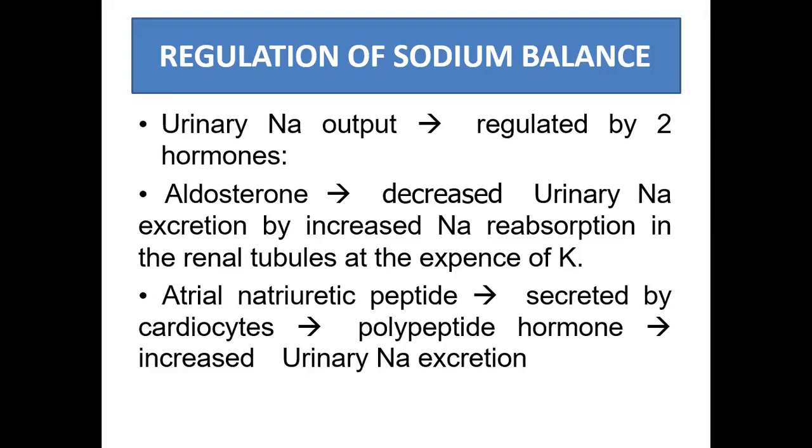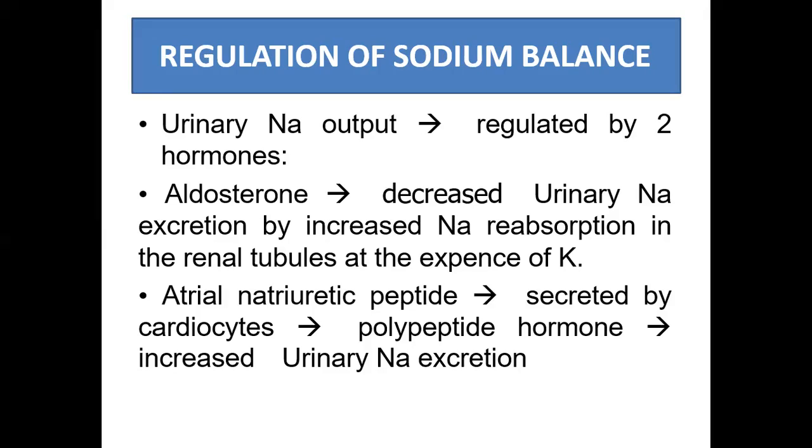So what happens is, when aldosterone comes into play, it will lead to decreased urinary sodium excretion and increased absorption of sodium in the renal tubule at the expense of potassium. So what it does is it reabsorbs sodium and expels out potassium. Okay. This is how it maintains sodium balance.